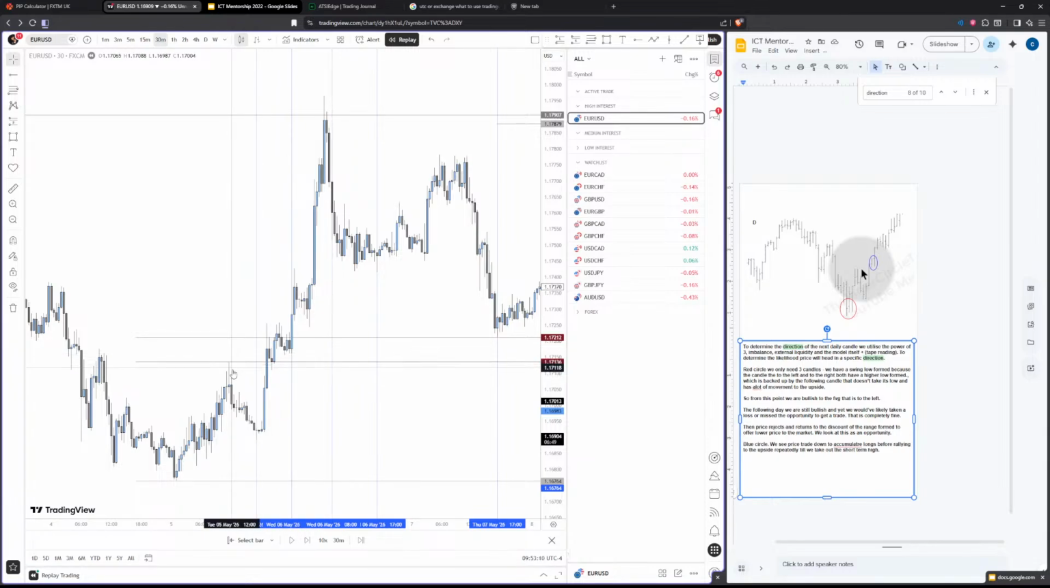So this is the high of the day. This is the low of the day. So that's the daily range. Then the next day, you end up here. And then the other day. So 1, 2, 3.